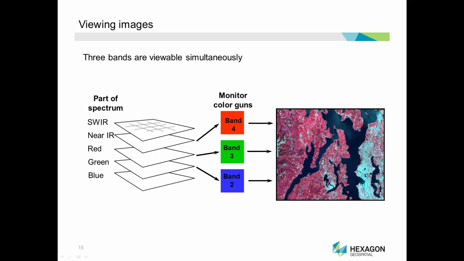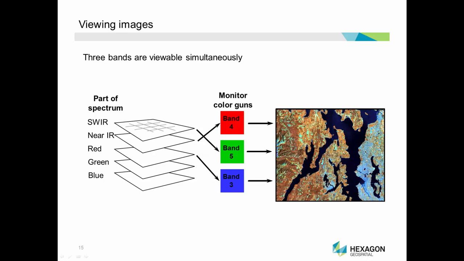In this first example, we have taken the near-infrared and sent it through the red color gun. The red band is going through the green color gun, and the green band through the blue color gun. This band combination creates a false color infrared image. Vegetation is red, bare ground, cyan or blue, and water is very dark, almost black.